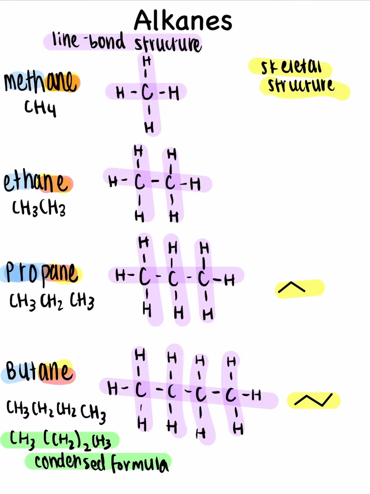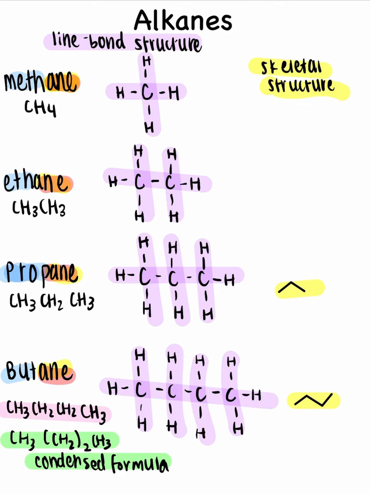So then when you go to butane, again, you have 4 carbons. But this is where the interesting part happens. You have this CH3, CH2, CH2, CH3. Did you hear me say CH2 2 times? Yes, you did. So what scientists have done is make a condensed formula. They put CH3, the CH2 in parentheses, and then 2 to signify that you write the CH2 2 times, and then the CH3. That is known as the condensed formula.